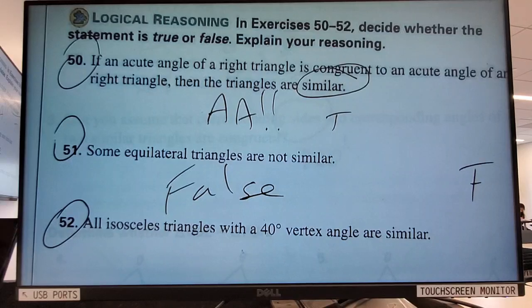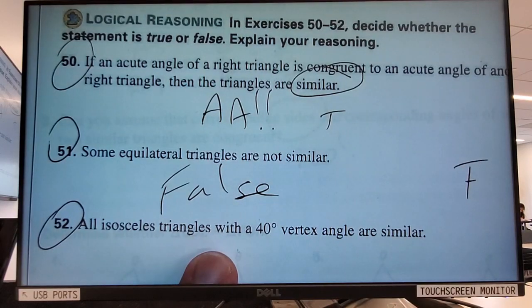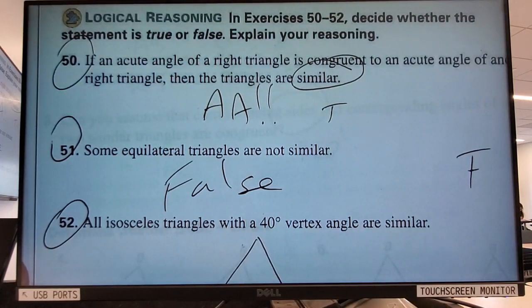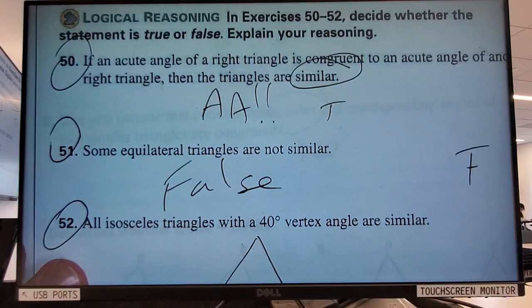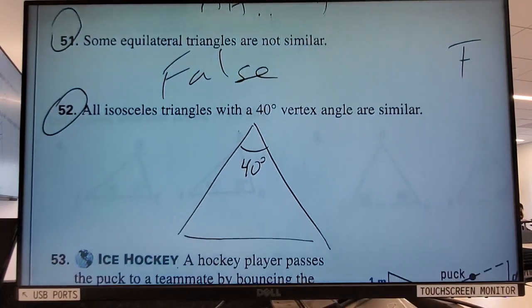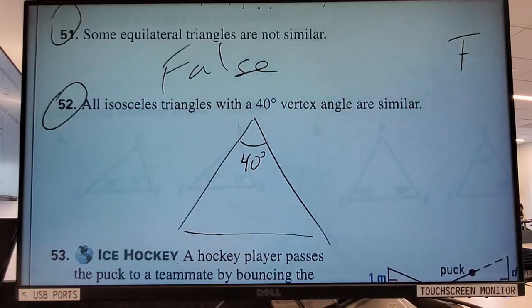What about 52? That would be true. Yeah, why? So they're telling you which one of these angles is the vertex angle. It's the top one. Yeah. And if it's isosceles, what's true about the base angles? They're the same, yes?